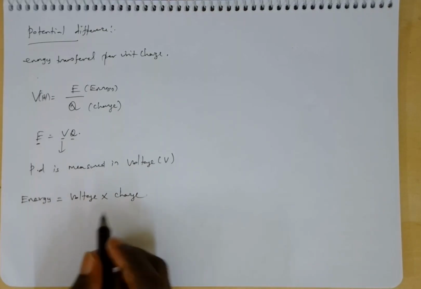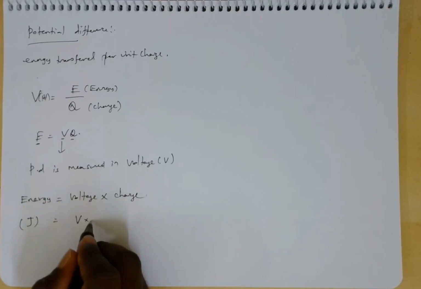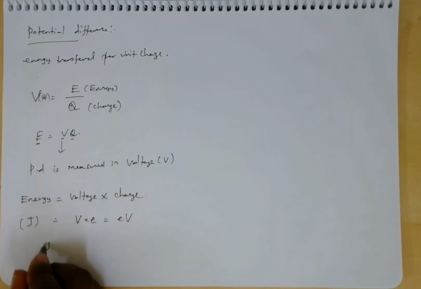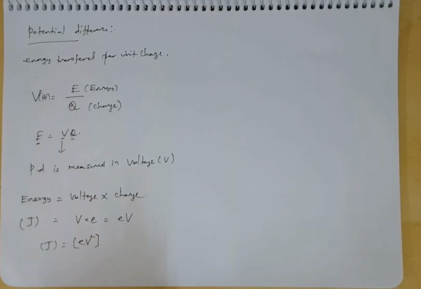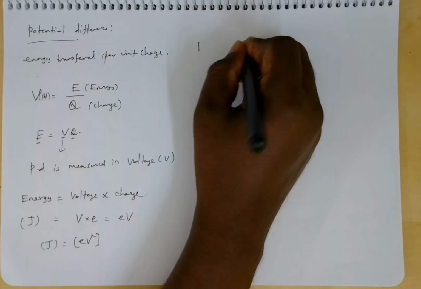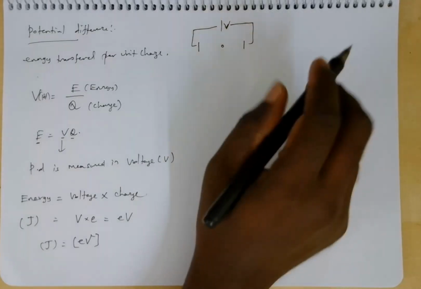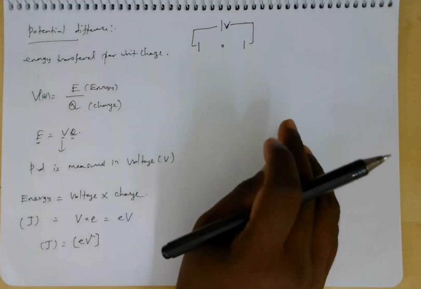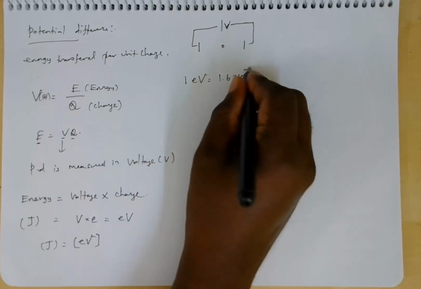Joule is equal to voltage into charge. So this is eV, electron volt. Joule can also be measured in electron volt, so electron volt is also a unit of energy. What we mean by 1 electron volt is you take 1 electron and leave it between 1 volt. It will accelerate and gain energy. Actually 1 electron volt is 1.6 times 10 power minus 19 joule.